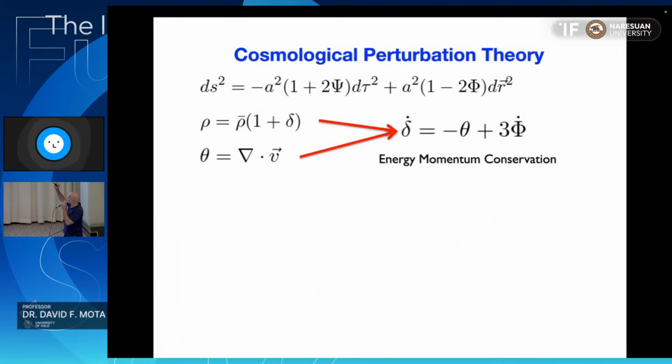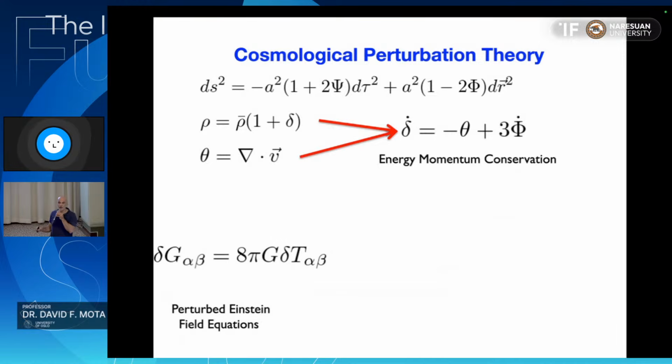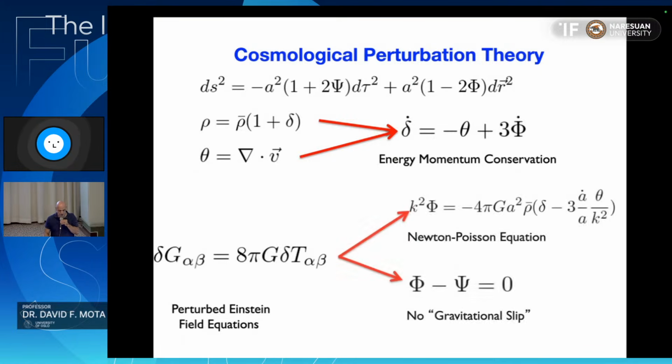So delta dot is just minus theta plus 3 phi dot, okay? So from the energy momentum conservation, and then you will also have the perturbed Einstein equations, delta G mu nu equals delta T mu nu, okay? From there you can get basically two equations. Well, you get a couple, but there are two very important equations. One is the Newton-Poisson equation. Now you see why they call it Newton-Poisson.